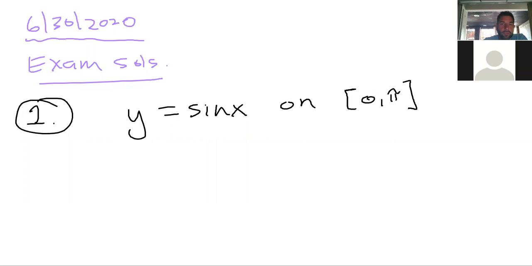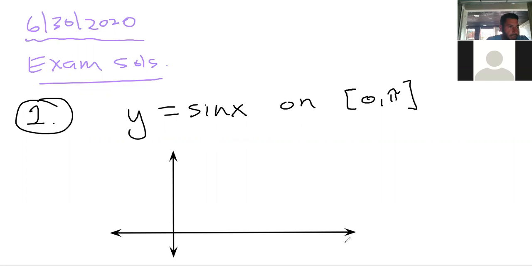Look, if you're a student in Calculus 2 and you don't know how to graph sine of x, then you're doing learning wrong. This should be something that you can readily graph without much work. We're interested in what happens between 0 and pi. So let's say pi is here. Let's say this is height 1.